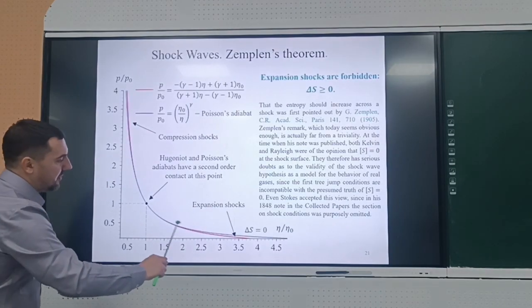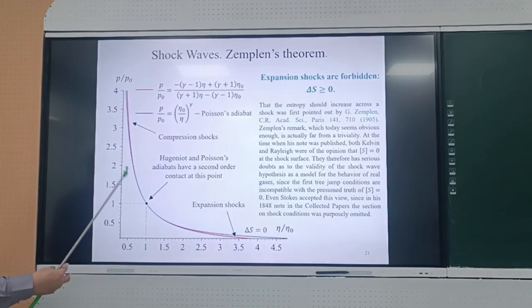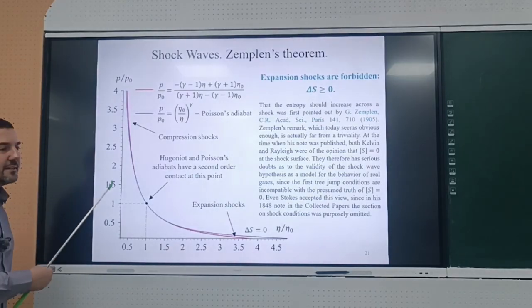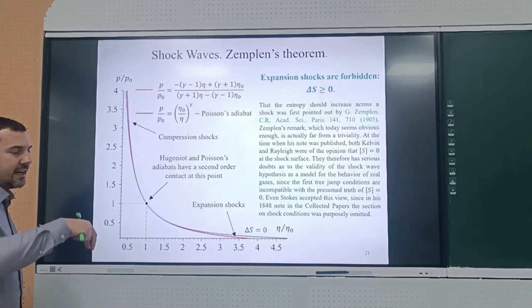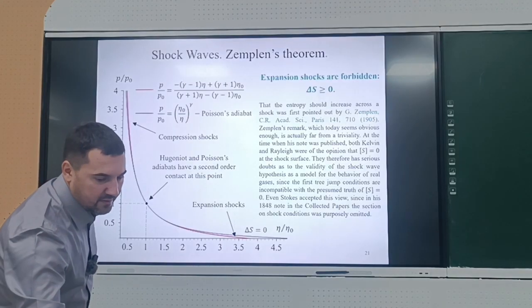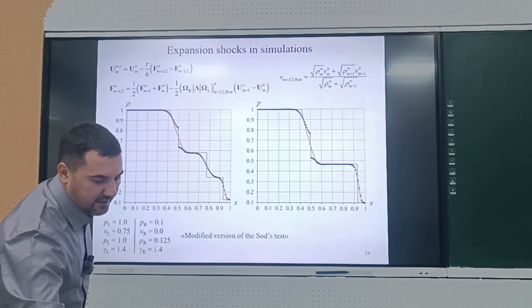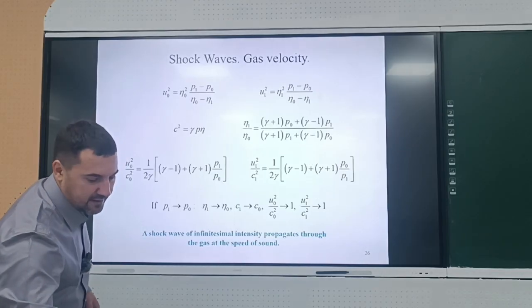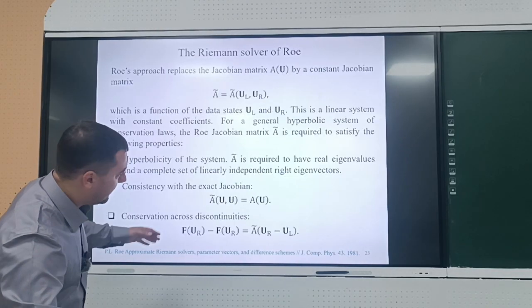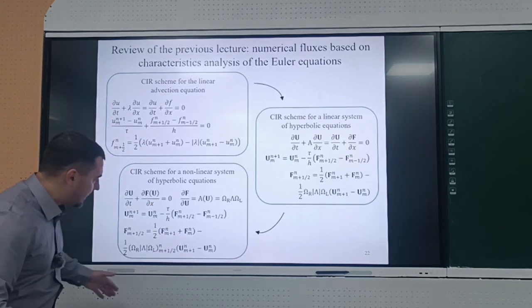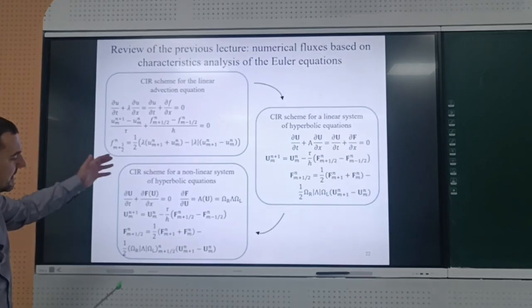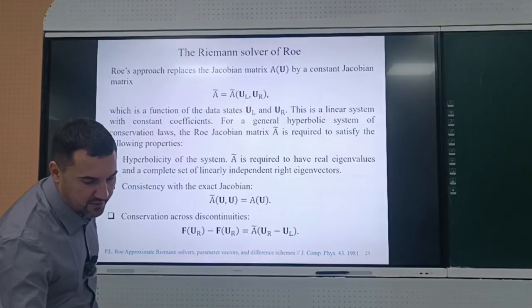Expansion shocks are forbidden. So the density or pressure cannot change in such a manner inside a reflection wave. But this numerical scheme, and I reminded you how we can obtain a numerical scheme using the same framework that we have already discussed in the previous lecture.